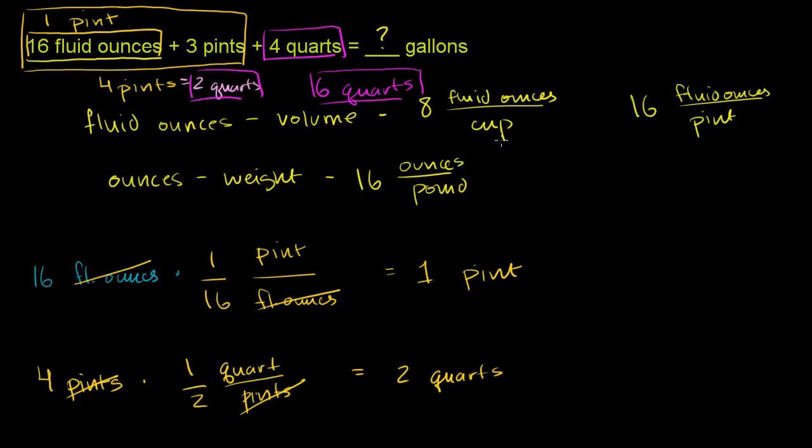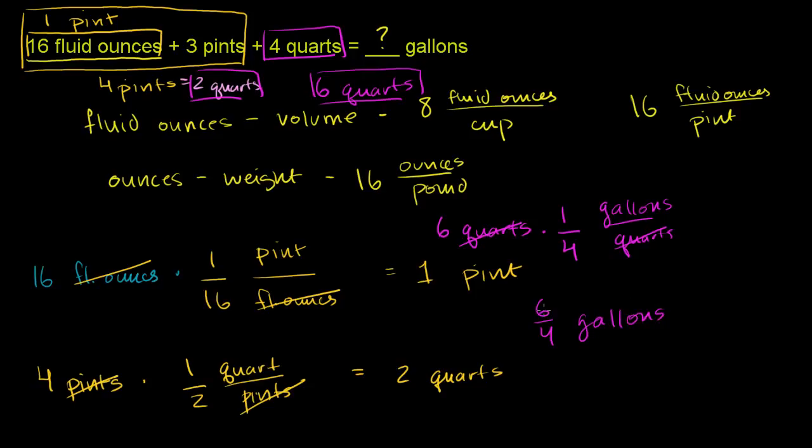And we have to convert that to gallons. So we have 6 quarts, and we want to convert it to gallons. So we want gallons in the numerator, and we want quarts in the denominator, so that it cancels out with this quarts when we multiply them. And how many quarts are there in a gallon? 1 gallon is 4 quarts, or 1/4 of a gallon per quart. Now we can multiply. The quarts cancel out, and you have 6 times 1/4, which is 6 over 4 gallons.